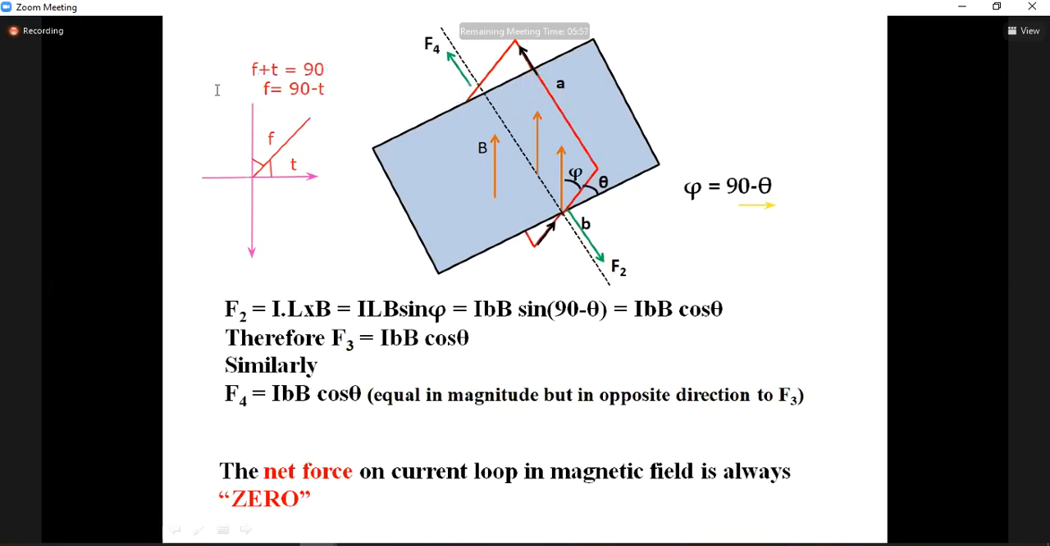So is it clear to you now, beta? Now it's clear? Yes sir. So this is the angle here. Again we will use this relation, IL cross B. What is the length of the side? It is equal to B here. So I will take it as B. What is the angle here? Phi is equal to 90 minus theta, but we do know that sin of pi by 2 minus theta is equal to cos theta. So cos theta. F3 is equal to, what have you got?